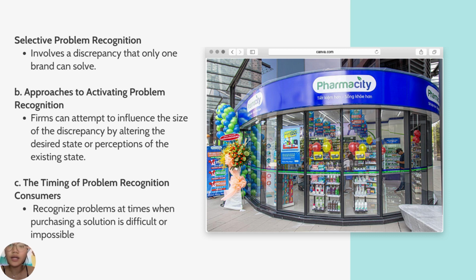So the next one is the timing of problem recognition. Consumers recognize problems at times when purchasing a solution is difficult or impossible. For example, when we are sick, we want cold medicine, but we don't want to go out, like driving to a store or riding a motorbike. So in some instances, marketers attempt to help consumers solve their problems after they arise. For example, Pharmacity makes home deliveries for these problems.